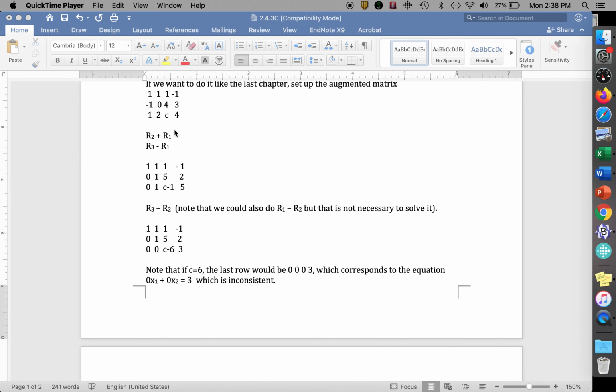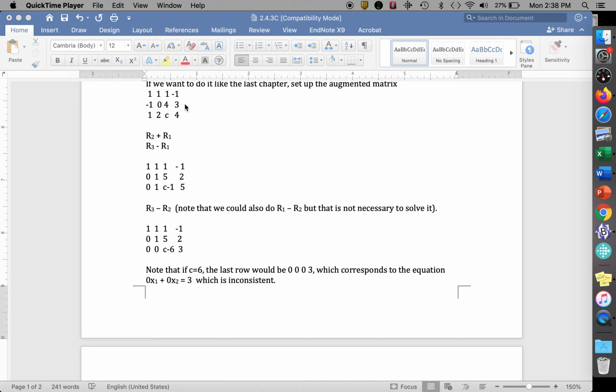If you remember, my first step is to get a 1 in the upper left-hand corner, which we already have. Then I want to get a 0 below it, and then a 0 below that. So I want the first column to be 1, 0, 0. So those two steps that I need to perform are row 2 plus row 1, because that would be negative 1 plus 1, that would give me a 0. And then row 3 minus row 1. So that would give me 1 minus 1, which would also be a 0.